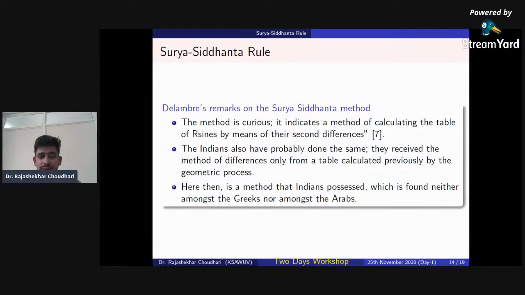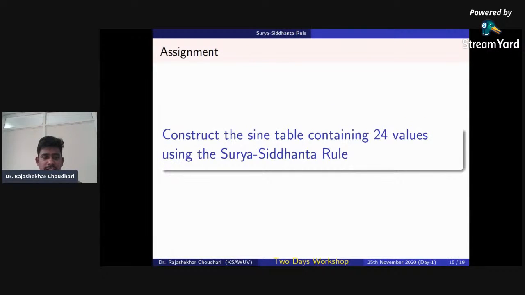So these were the remarks made by D. Albums on the Surya Siddhanta method. So this completes the lecture of day 1, and we'll have an assignment: to construct the sine table containing 24 values using the Surya Siddhanta rule.